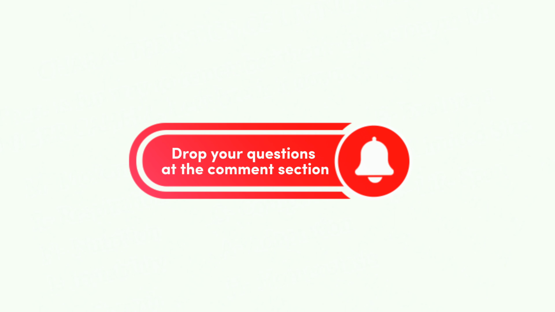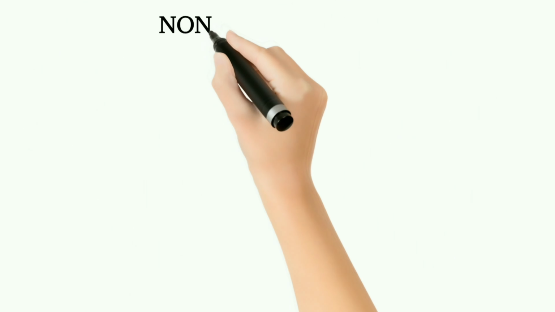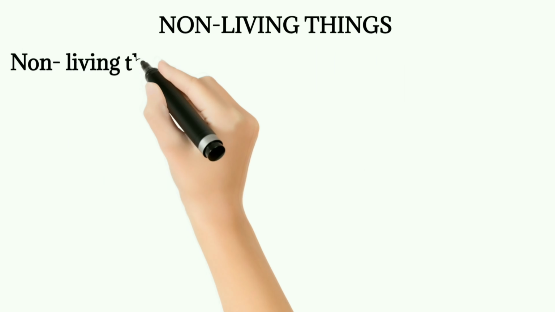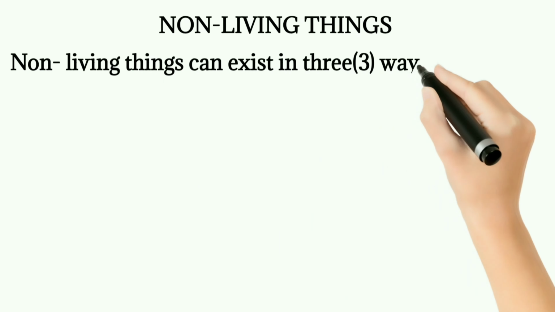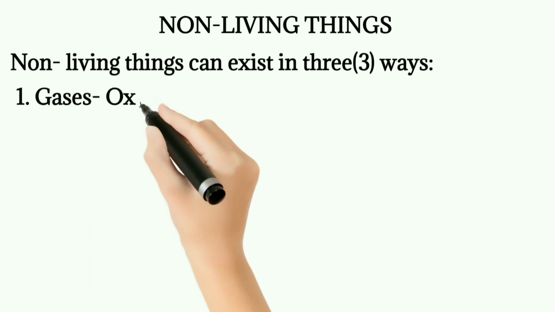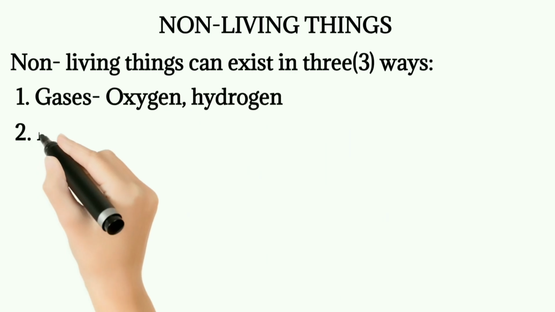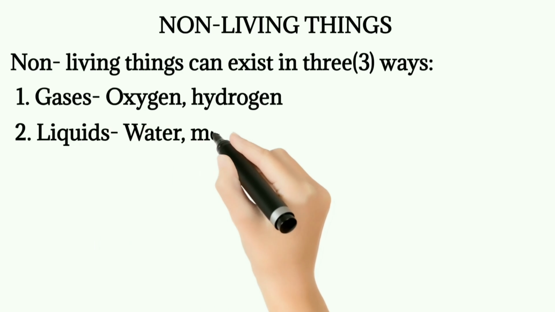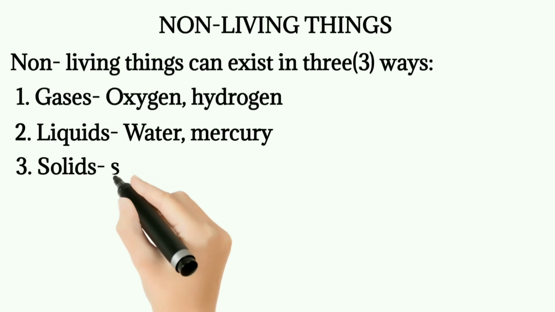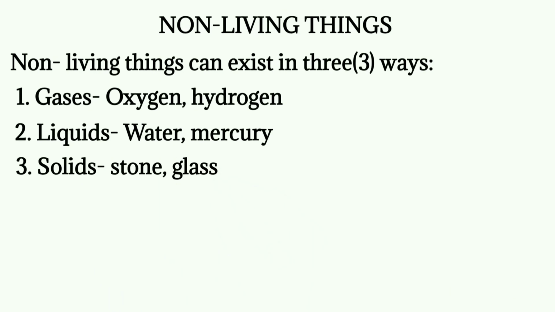Okay? Non-living things. There are things that do not have life in them, meaning they don't have these features of living things we just mentioned. So these non-living things can actually exist in three ways. The first one is gas, example, oxygen, hydrogen. Then they can exist as liquids, water, mercury. Then they can also exist as solids, where you have your stone, example, glass, wood.